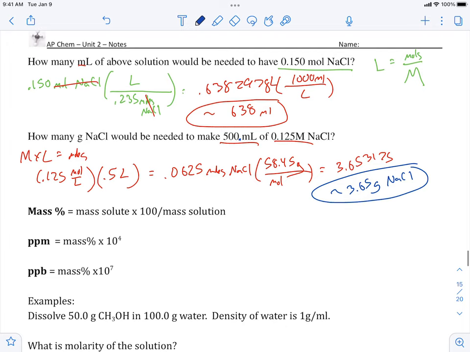There are some other measures as well. Parts per million, which is 1 divided by a million, or in other words, mass percent times 10 to the fourth. And then there's parts per billion.